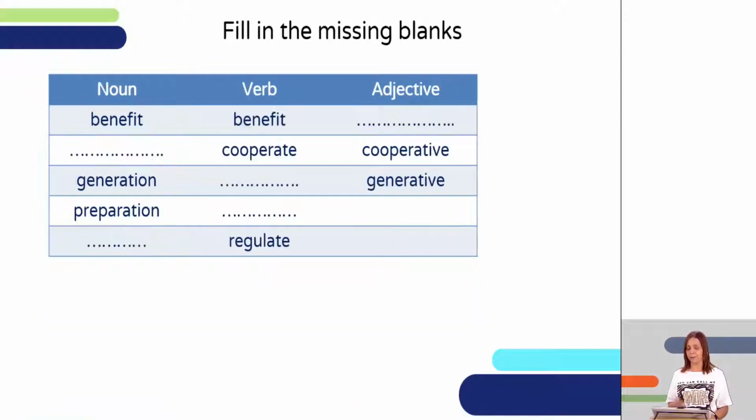Let's move on. Here we have an exercise through which we can practice the parts of speech. We have here a table, we have noun, verb, adjective, and we need to fill in the blanks. Only the blanks. Where there are no dots, you don't need to do anything. So we start with the first row. We have benefit is a noun. The verb as well is benefit. What is the adjective of it?